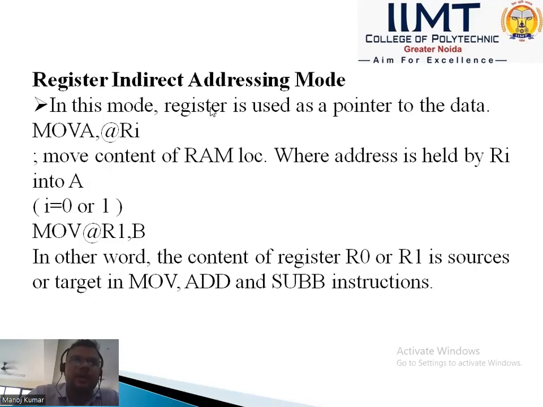This is the register indirect addressing mode. In this mode, a register is used as a pointer to the data. MOV A, @Ri, where A is the accumulator register. The Ri data is addressed indirectly: it moves the content of the RAM location whose address is held by Ri into the accumulator.